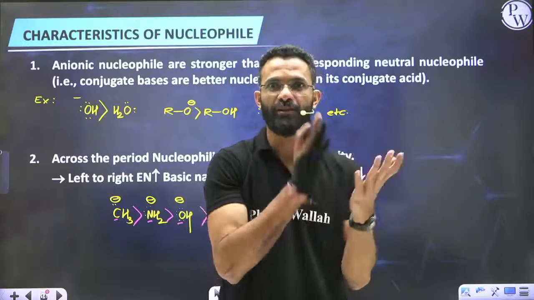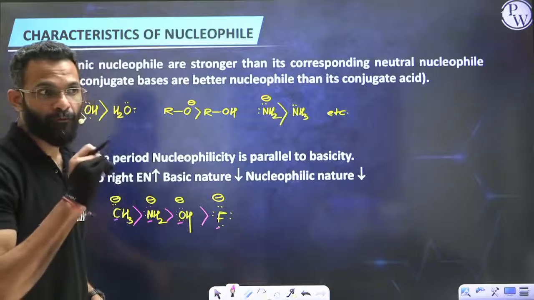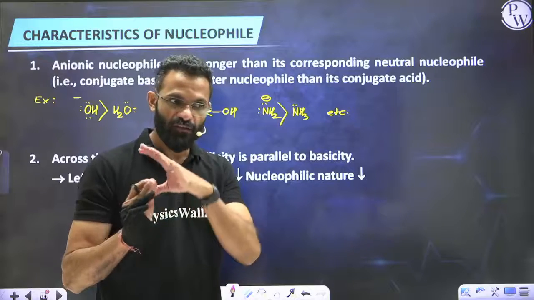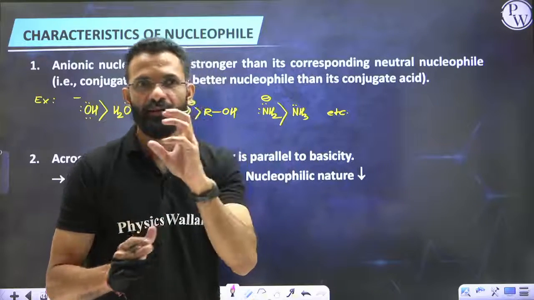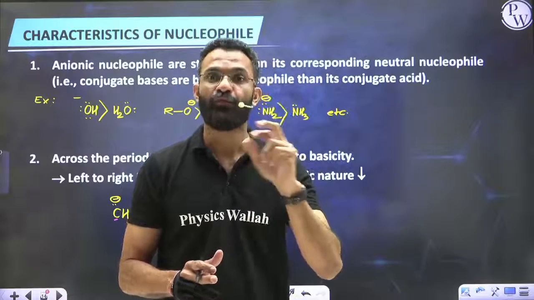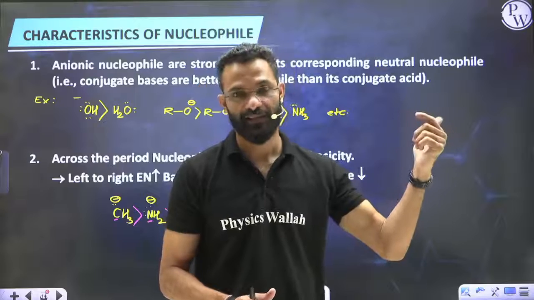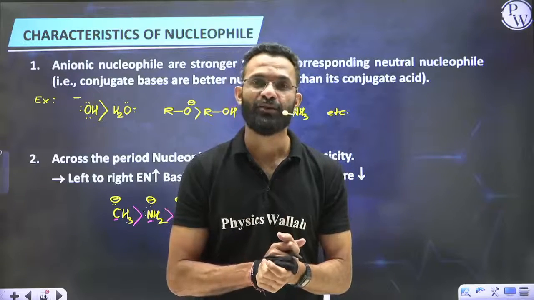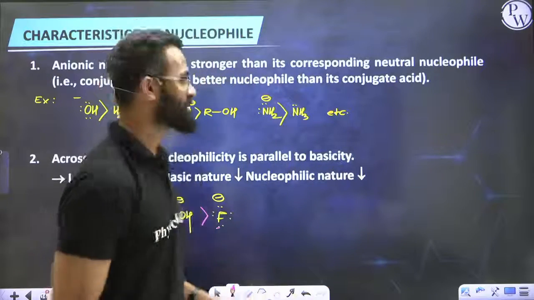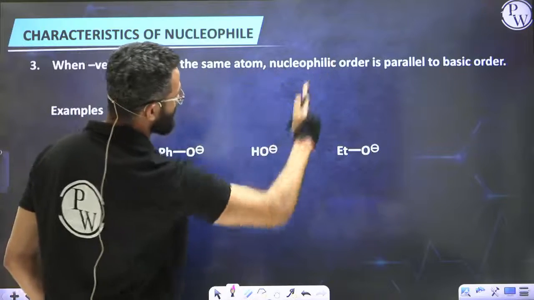Now let us consider if the negative charge, meaning the nucleophilicity, is residing on the same atom, all oxygen let's say, then what happens to the nucleophilicity? Whenever you see negative charge residing on the same atom, you have several molecules like OH minus, where the negative charge is on O, alkoxide ion, negative charge on O, phenate ion, phenol's conjugate base, negative charge on O, or carboxylate ion, RCOO minus. Whenever negative charge is residing on the same atom, nucleophilicity is parallel to its basicity.